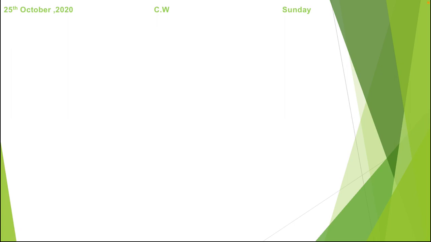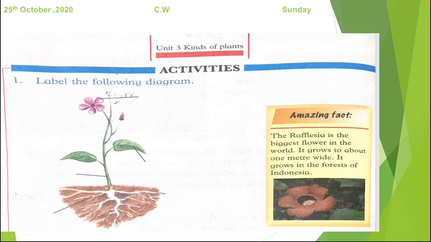So we have finished the reading of unit number 3, kinds of plants, in the last week. So today we are going to do the book activity of this unit, book page number 21. So students, kindly open your book page number 21 of unit number 3, kinds of plants. So today we are going to solve the first question.